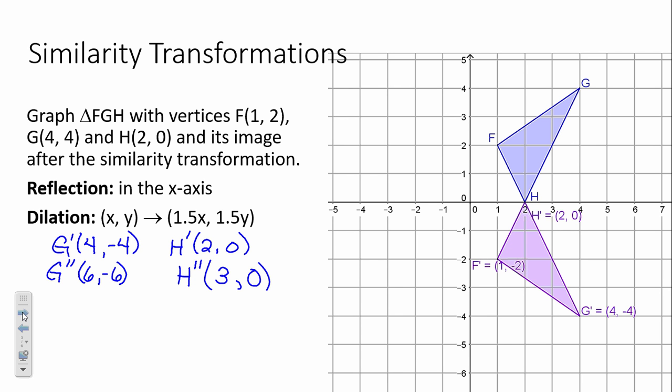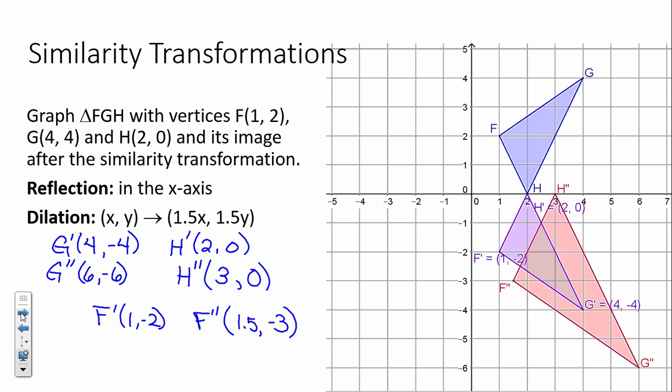And then our point F prime was at 1, negative 2. So where's F double prime going to go? Yeah, 1.5, comma, negative 2 times 1.5 is negative 3. So when you're finished and you connect the dots, they should have the same shape. Not the same size, but the same shape. Okay? It should look like that.